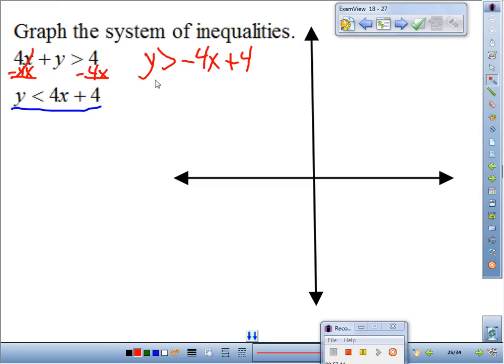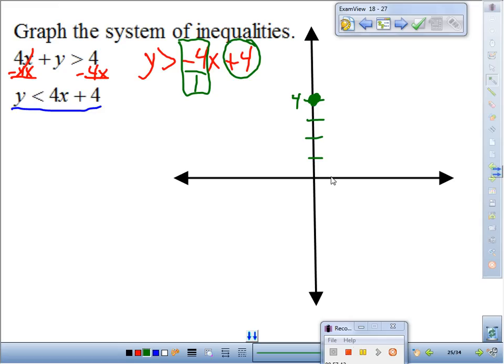This one says y is greater than negative 4x plus 4. What information do we need from there? We need the y-intercept. What is my y-intercept? 4. So I go 1, 2, 3, 4. So my y-intercept is at 4. There it is. And the other information that I need is my slope. What is my slope? Negative 4 over 1. So that tells me that we go 4 steps down, 1 to the right. 1, 2, 3, 4, and 1 to the right.